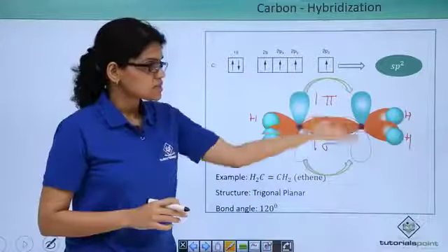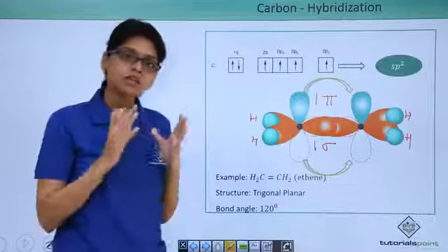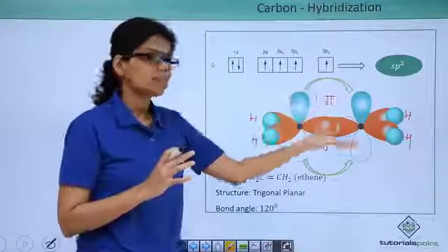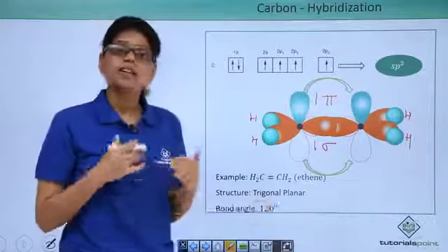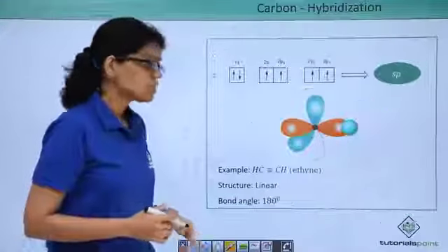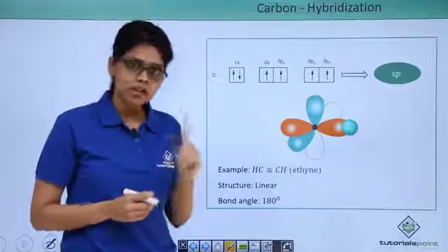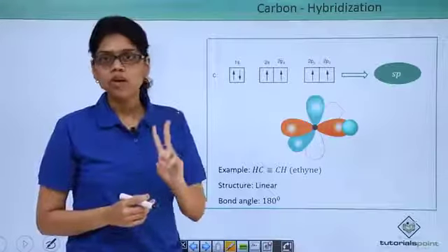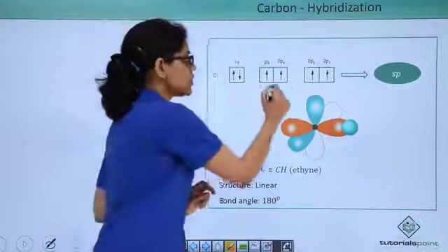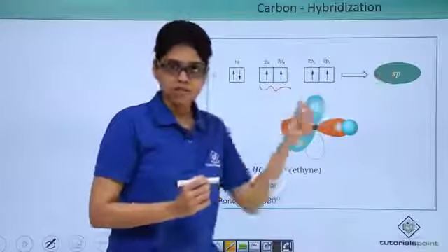So this is all about the sp2 hybrid state, and I hope you are very clear on how the orbitals actually look. Our next hybrid state is sp hybridization. So what is s and p? Essentially it means you have one s orbital mixing with one p orbital. So s and p will give you the sp hybrid state.